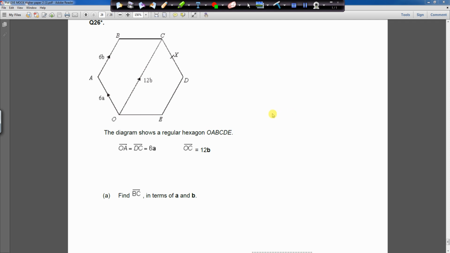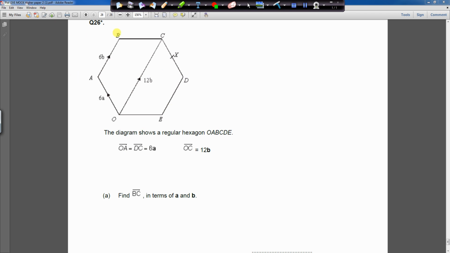Okay. Bismillah. Alright, question number 26. We've come to the end of the paper, and I'm glad we have. Getting exhausted. Alright, the diagram shows a regular hexagon OABCDE. OA, O to A, is equal to DC, which is 6a.